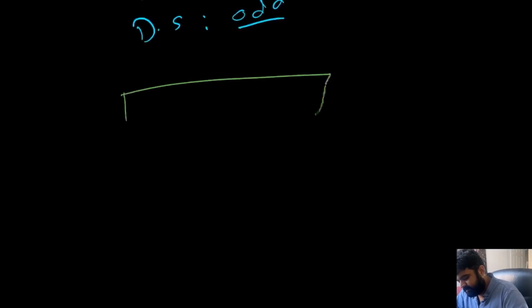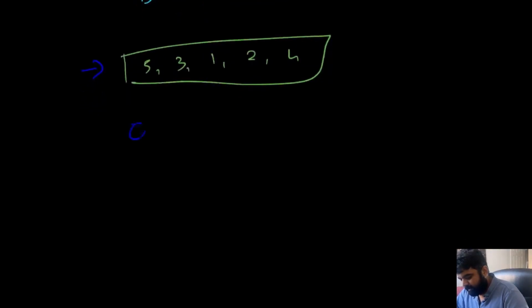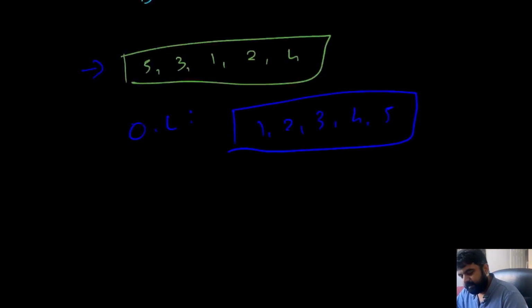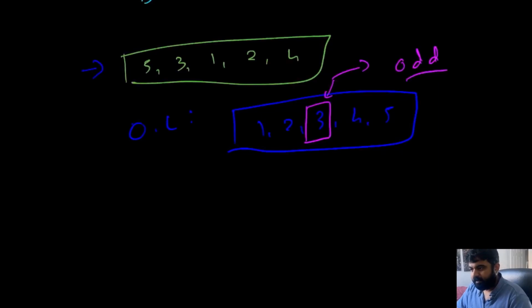Suppose this is our current data stream. What would be the ordered list? First, let's just try to understand. The median in this case is quite easy to find. The median is going to be this value number 3, that is the middle value. And why did we come up with this value number 3? Because the total number of elements is odd, so it is easy to find the median.